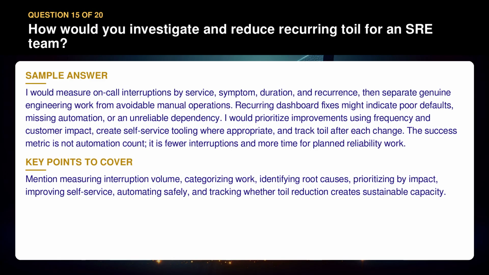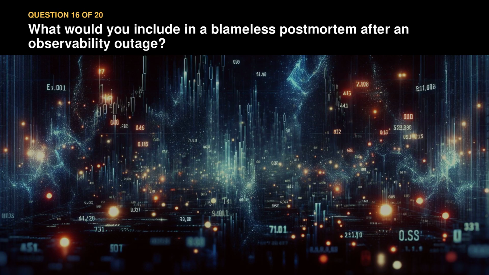Mention measuring interruption volume, categorizing work, identifying root causes, prioritizing by impact, improving self-service, automating safely, and tracking whether toil reduction creates sustainable capacity. Question 16.